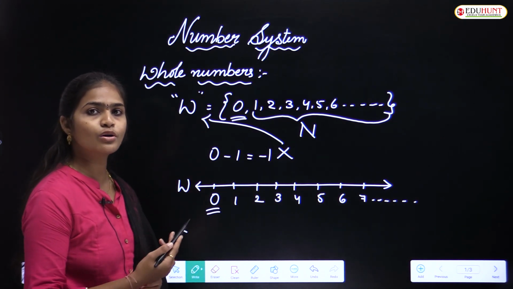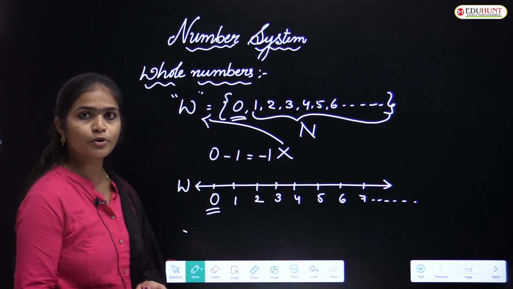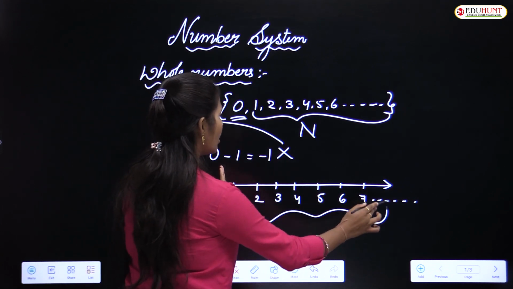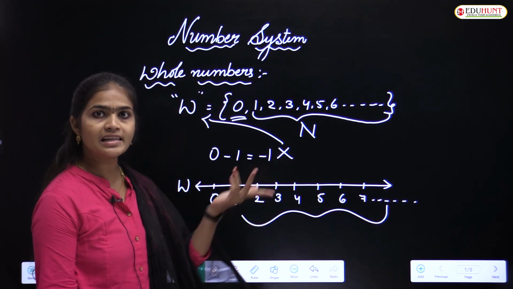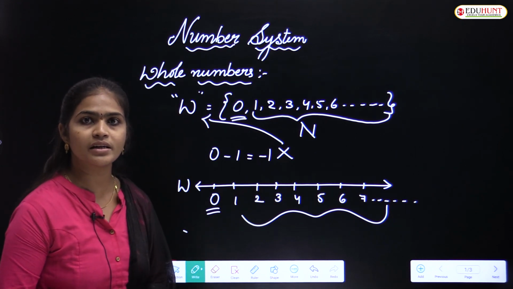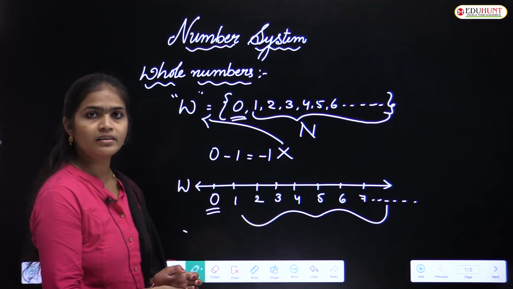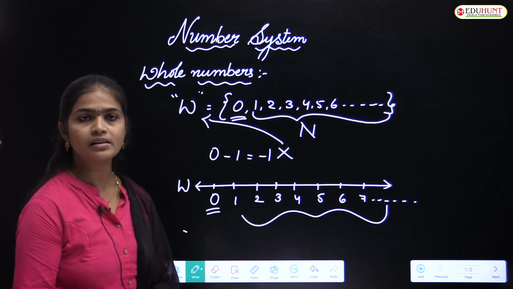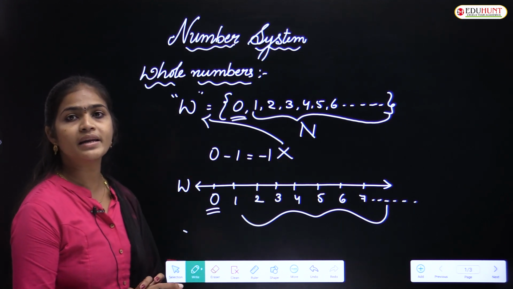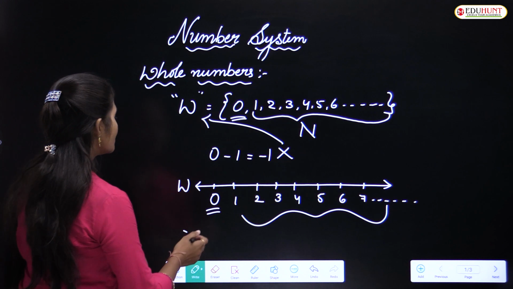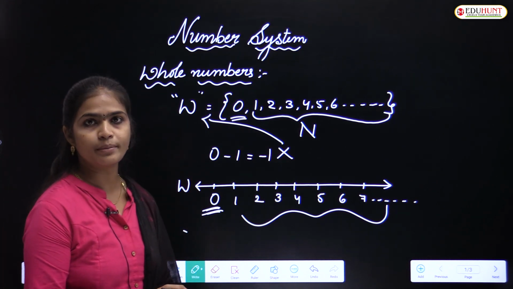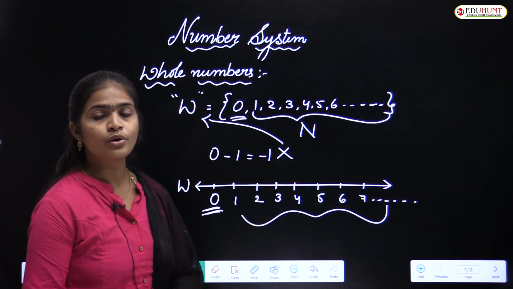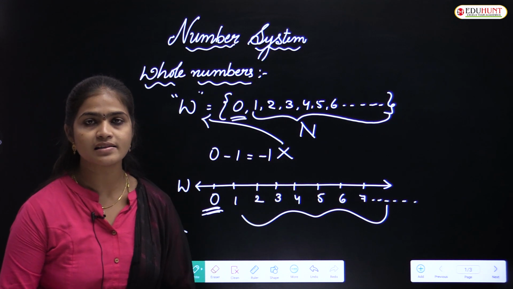What is the greatest whole number? Is it possible to say? Not possible, because except 0, all the remaining numbers are natural numbers, and in natural numbers we can't say what the greatest number is. That's why the greatest whole number does not exist. The smallest whole number is 0, and the number not having a predecessor is also 0.